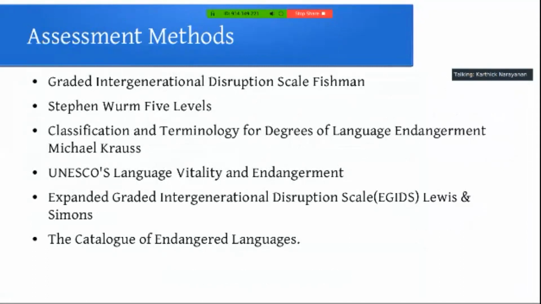Next, there are quite a few assessment methods that try to assess language vitality. A few of them are, to begin with, the Graded Intergenerational Disruption Scale, Fishman; Stephen Wurm's five levels: classification and terminology for degree of language endangerment; Michael Krauss; UNESCO's language vitality and endangerment; and the Expanded Graded Intergenerational Disruption Scale, Lewis and Simons. This is the one that Ethnologue uses. And there is a new scaling method available for a lot of languages, called the Catalogue of Endangered Languages. It is often called ELCat. I don't know why it is called ELCat; it's not really an abbreviation as such. So these are the six major methods which people use to classify endangered languages.